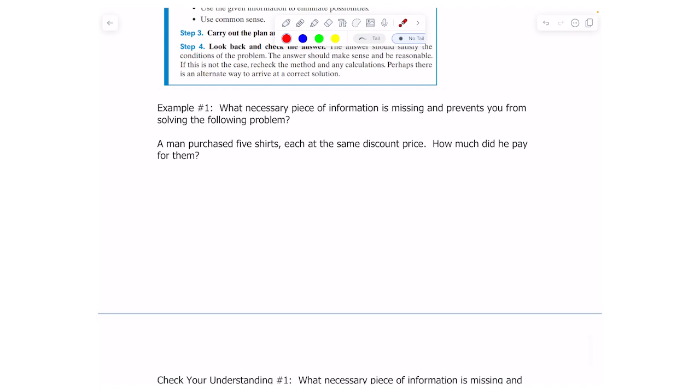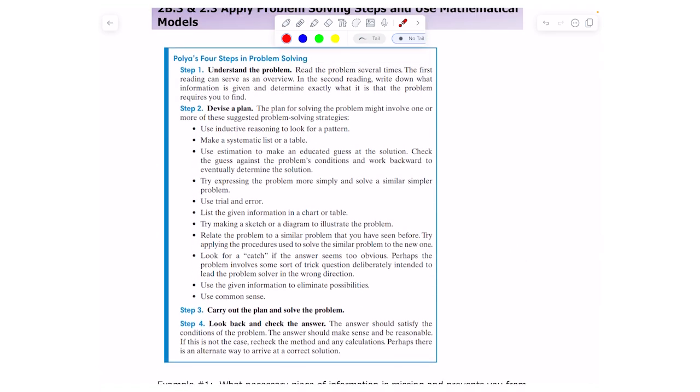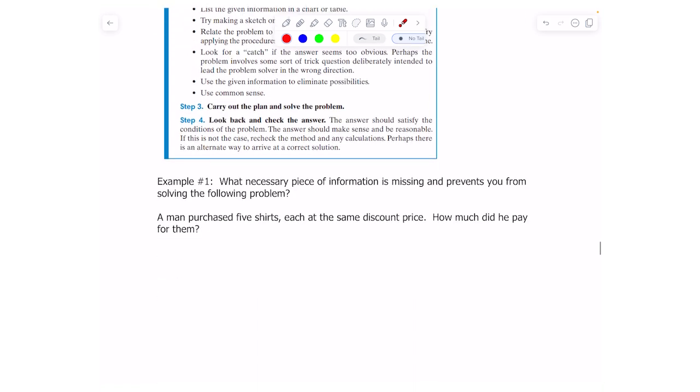In this first problem, we're going to look at what necessary piece of information is missing and prevents you from solving the following problem. So the problem says a man purchased 5 shirts, each at the same discount price. How much did he pay for them? I can't use all 4 steps for this problem, but I can definitely use the first 2. The reason I can't use the 4 is because we're missing some information. So I want to understand the problem first, right?